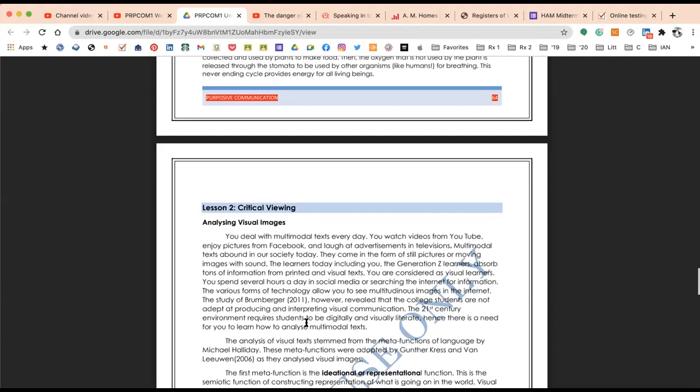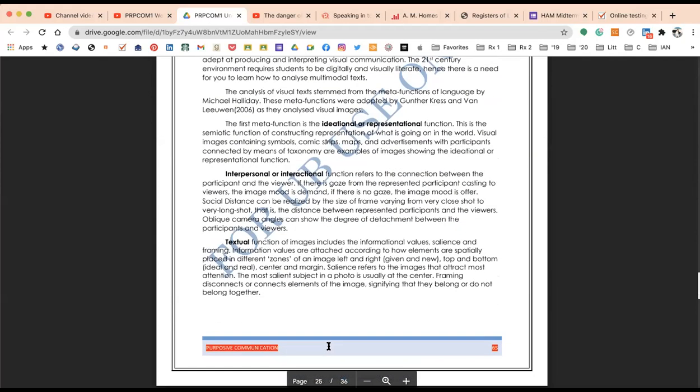However, I will be posting a photo in Google Classroom. I'll be posting a photo in ClassMarker for your midterm exam, and you're also going to answer some questions related to that one. So it's still part of critical viewing. Here's a photo, and I will ask you what is the best theme or the best title that you can assign to this picture, for example.